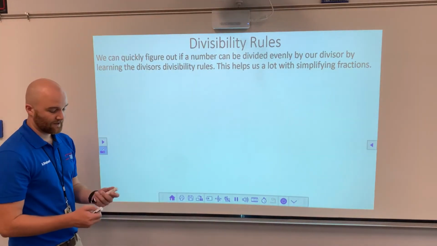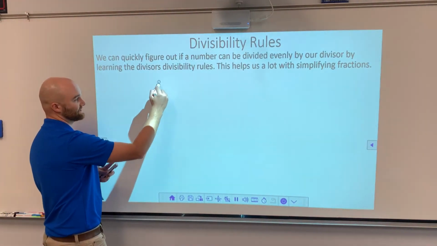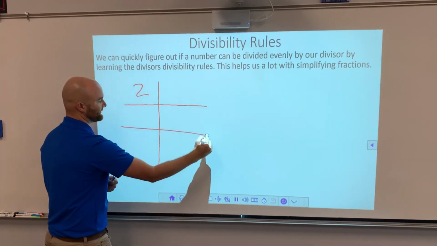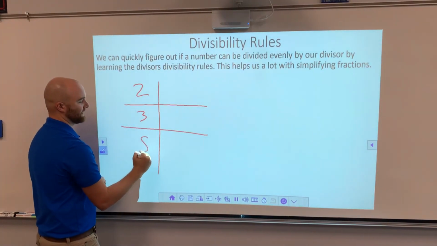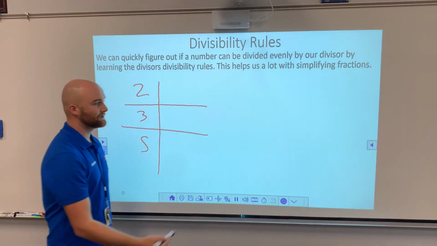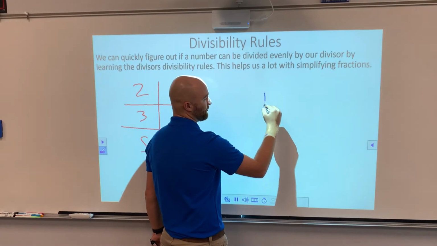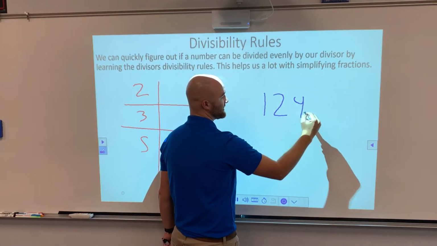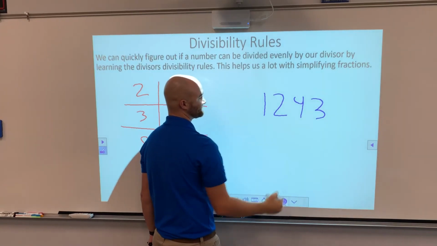So again, I'm going to write out my divisibility chart. I've got 2s, I've got 3s, and I've got 5s. And I'm going to check a bigger number this time. I'm going to check a number that's 1,243.